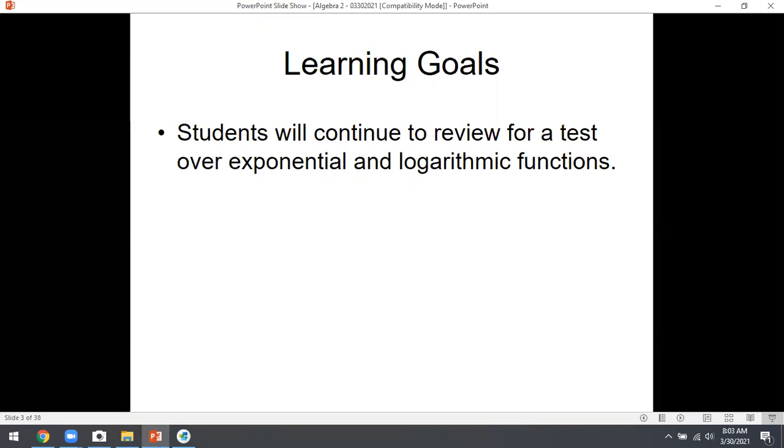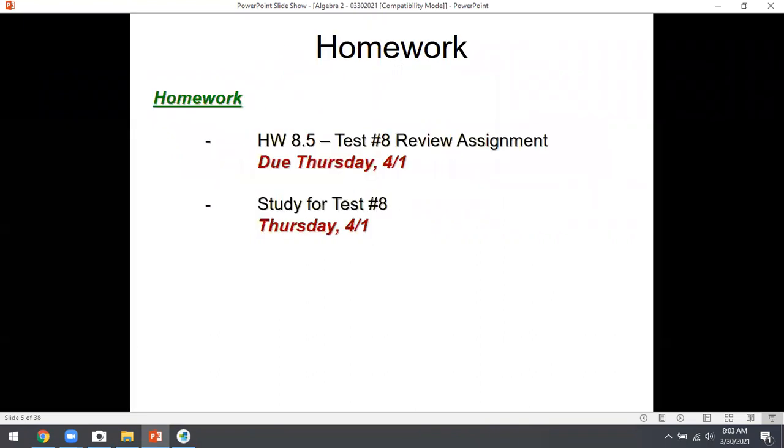Really, you got nothing on your plate to worry about now except for this review packet. 8.5, that's due on Thursday because your test is Thursday, right? You got a 2-day test, Thursday and Friday. Don't forget about that. 8.5 is due when you basically show up for the test. I mean, you can turn it in by the end of the day, but the point is have it done before the test. That's the point. So make sure that's done.